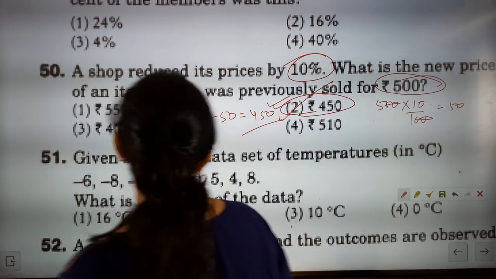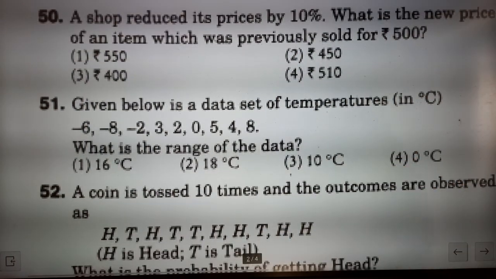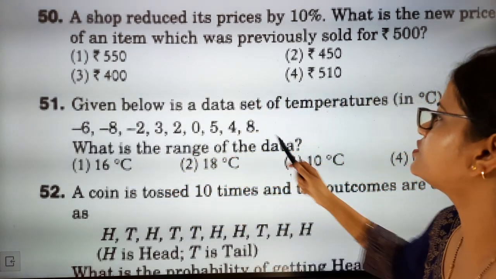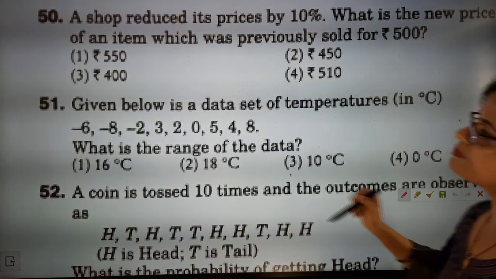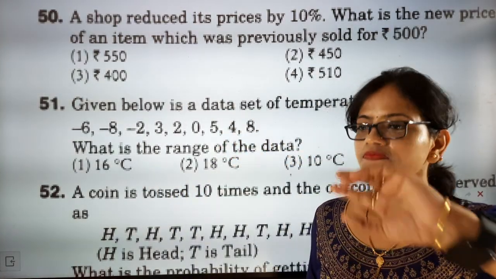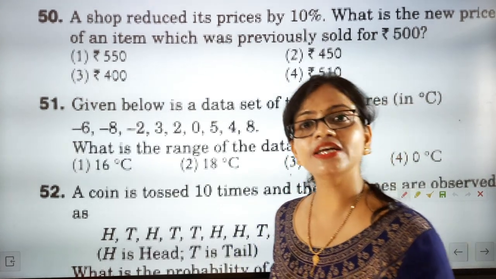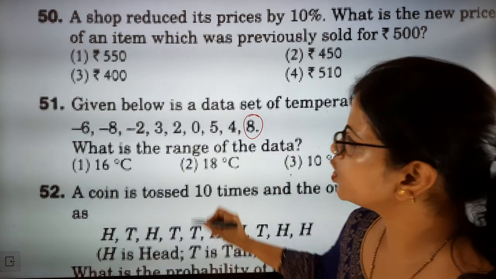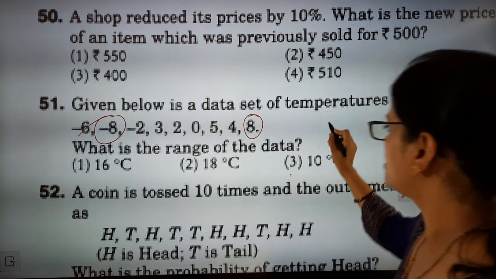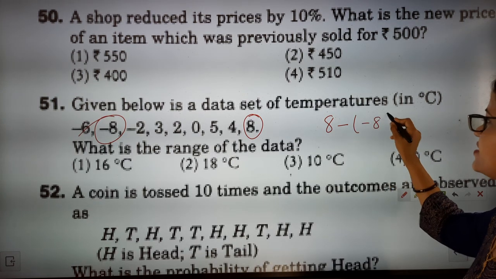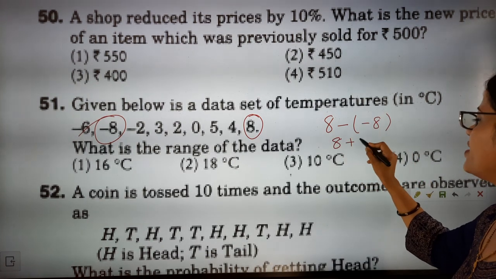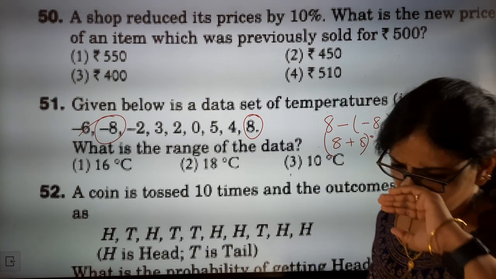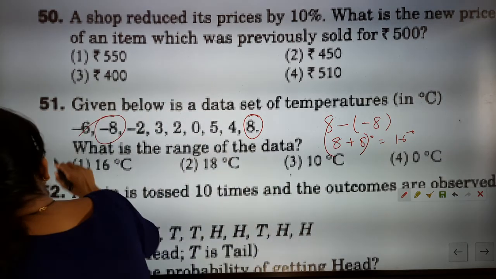Now the next question, question 51: given below is a data set of temperature: -6, -8, -2, 3, 2, 0, 4, 6, 8. Here the most important thing is what is range? Range is highest minus lowest. What is the highest here? Highest here is 8. What is the lowest here? The lowest here is -8. So 8 minus -8, minus into minus will become plus, so it will come as 16 degrees. The correct answer will be 16 degrees.